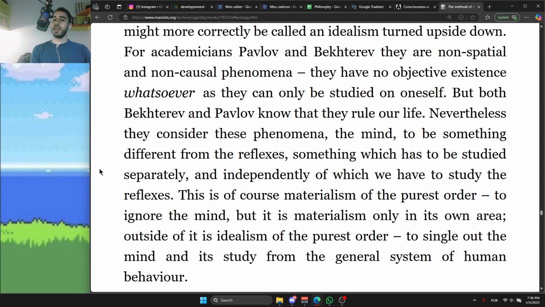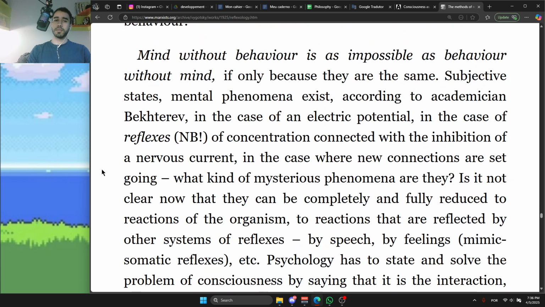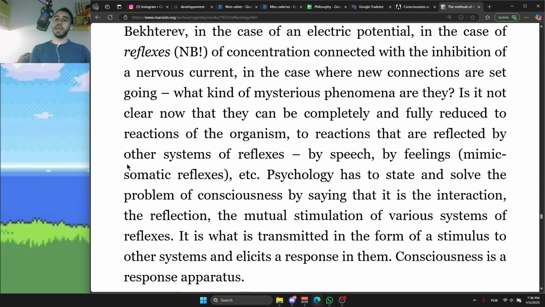Outside of it is idealism of the purest order, to single out the mind and its study from the general system of human behavior. Mind without behavior is as impossible as behavior without mind, if only because they are the same. Subjective states, mental phenomena, exist, according to academician Bekhterev, in the case of an electric potential, in the case of reflexes, of concentration connected with the inhibition of a nervous current, in the case where new connections are set going. What kind of mysterious phenomena are they?